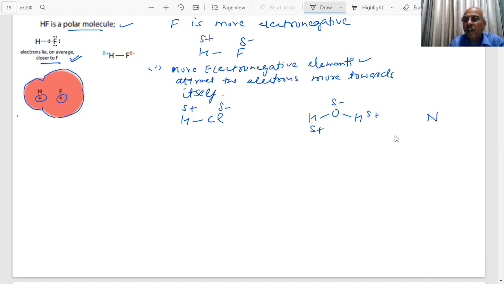If I take ammonia, student, what is happening? Nitrogen is more electronegative than hydrogen. So there is a separation of the charges. These bonds are becoming polar, student. And there is a slight positive and negative charge. These are the important points because in water, strong hydrogen bonding takes place because of this separation of the charges.